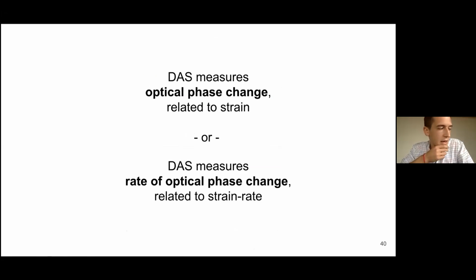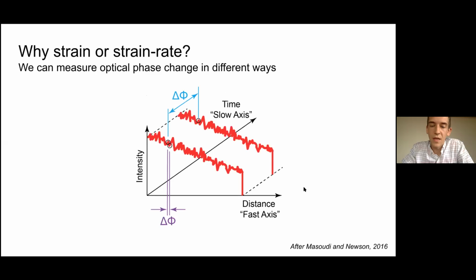So then the question comes up, okay, I hear that DAS can record strain rate or strain. Why is that? Well, that has to do with the photonic setup, right? If we record optical phase change, so delta phi, then that would be related to a strain. But if we record the time derivative of delta phi, then that would be related to a strain rate. Right? So I like to think about that like this.